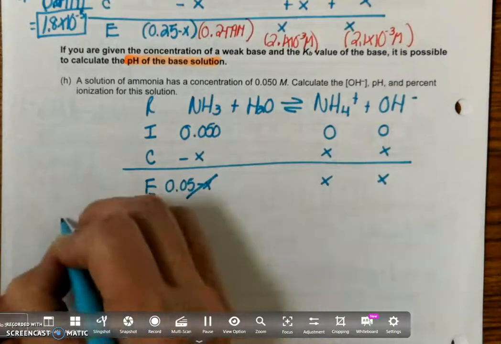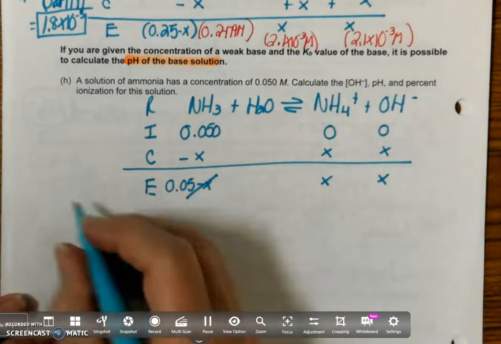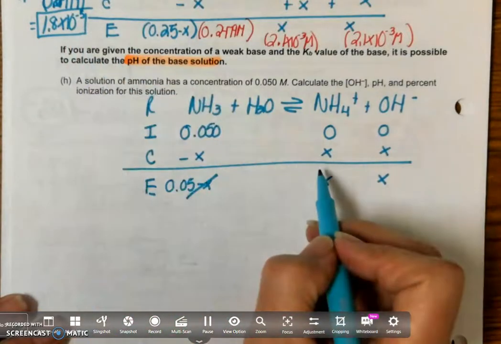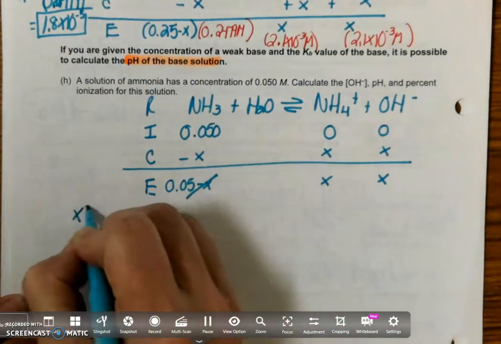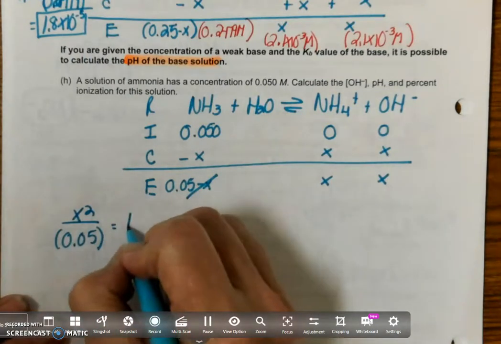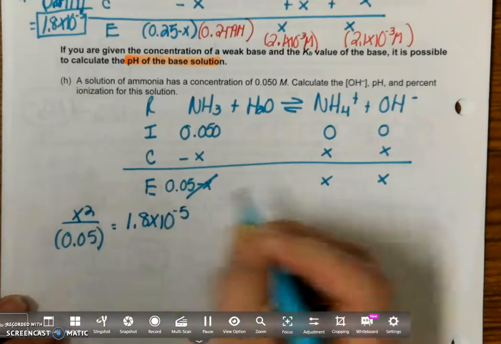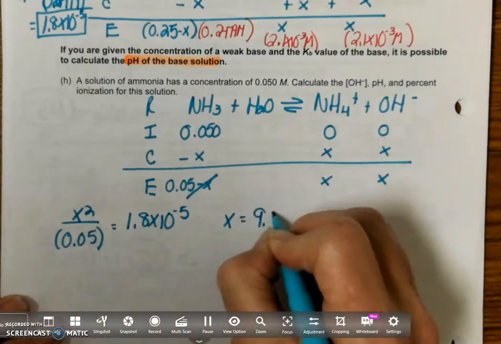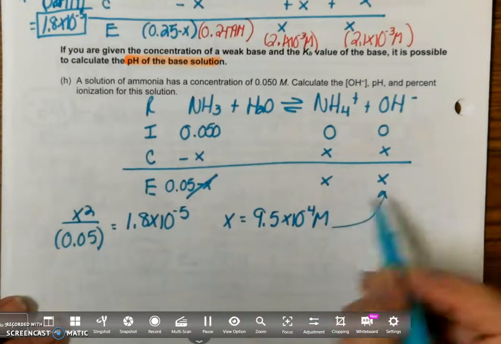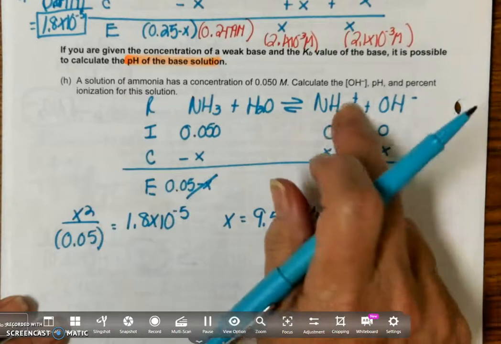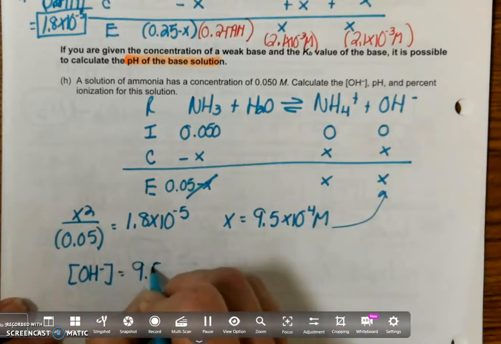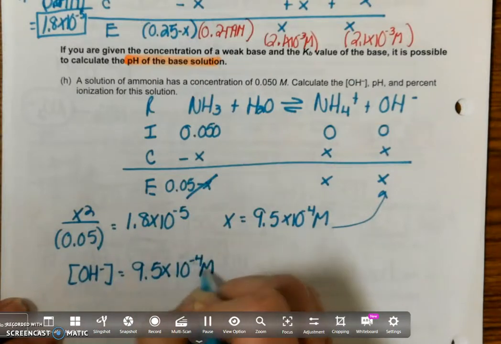So what I can then do is say, all right, I'm going to plug all this in and set it equal to my Kb so that I can solve for x. So I've got x squared divided by 0.05 is equal to 1.8 times 10 to the minus 5. And x is equal to 9.5 times 10 to the minus 4 molar. Okay, that means this is, and that's what I'm interested in, remember the concentration of OH, so let's write this out. The concentration of OH is 9.5 times 10 to the minus 4 molar.